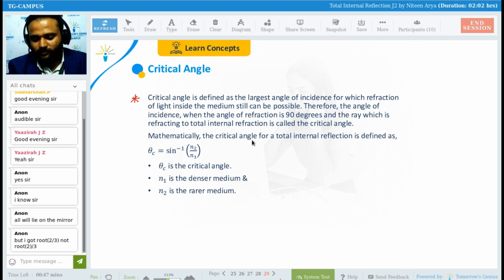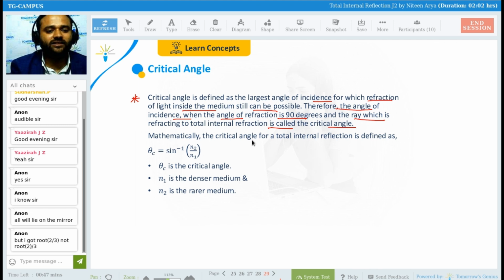You guys get to know, critical angle is defined as the largest angle of incidence for which refraction of light inside the medium still can be possible. Therefore, it is the angle of incidence when the angle of refraction is going to be 90 degrees, and the ray which is refracting turns to total internal reflection is called critical angle.